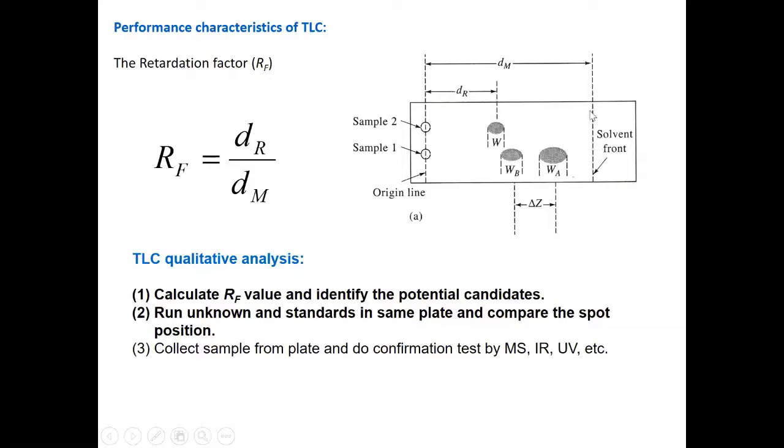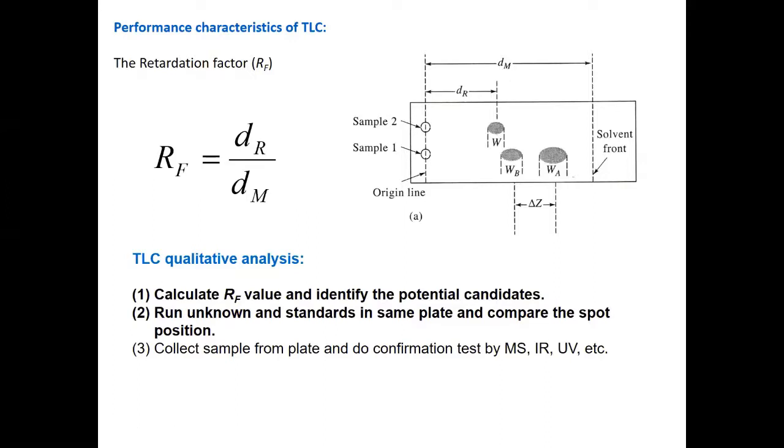Another thing that you should notice is the solvent front. This is the distance that the solvent climbs up along the paper. We are going to measure several of the distances, which is very important for the next step of analysis. The first one is the distance between the original line, the pencil line that you drew, and the solvent front. We call it dm, the solvent front distance. This is the first thing that you should measure.